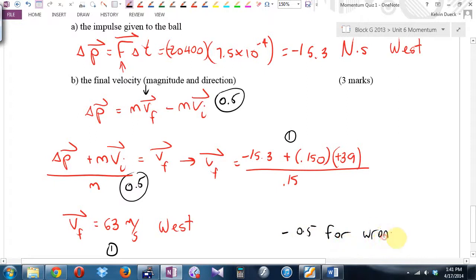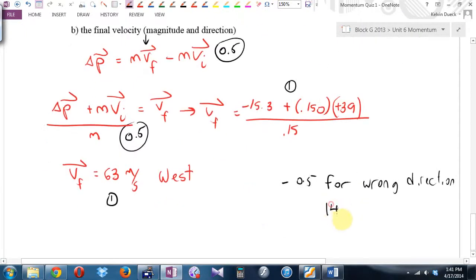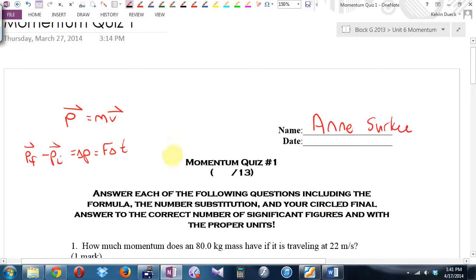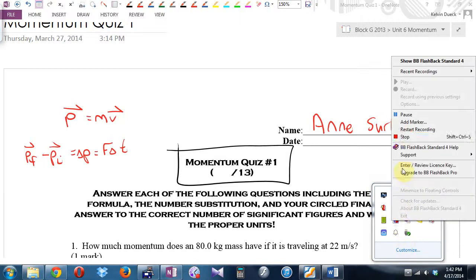And I would probably say minus a half for wrong direction. In other words, if you got east for some reason, or if you got 141 meters per second, you can get 2.5 out of 3. That's a tricky one. That's about as tricky as they'll get in terms of the impulse change in momentum in Physics 11. Direction, direction, direction. Give yourself a lovely clear score out of, count them, a 13, please. And then pass them inwards.